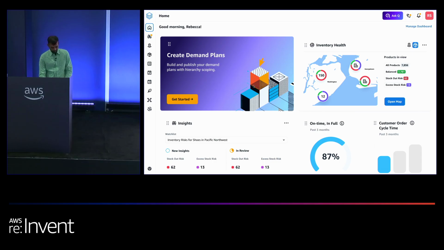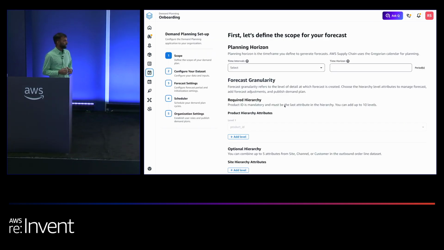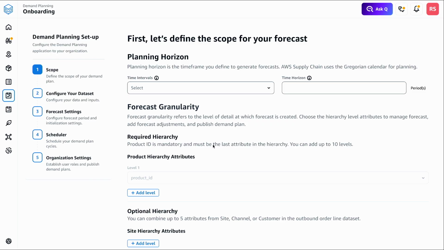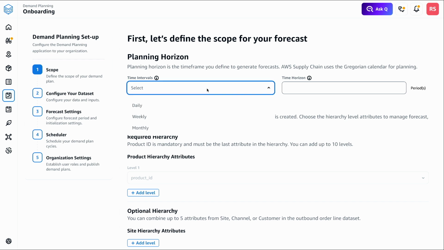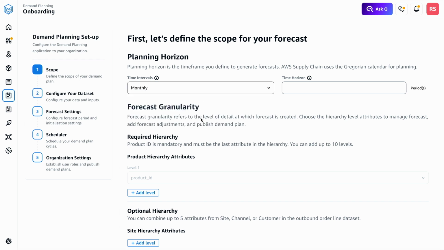The first step that we are going to look at is how the demand planner can easily set up their demand plan. The first thing is to define the demand planning problem, which involves defining what the planning horizon needs to be. In my example, I'm going to choose a monthly planning forecast, and I'm going to select 12 months out to be the planning period.